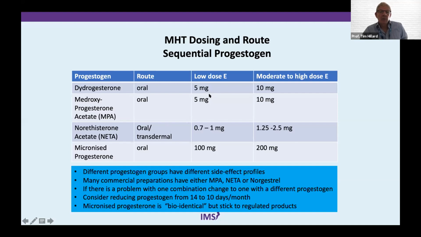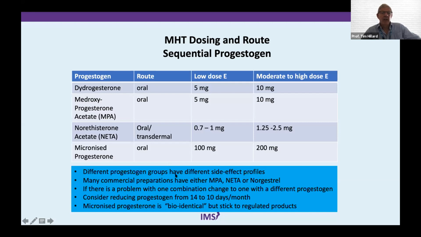These are the doses that we would normally recommend as the minimum dose if you're using a low dose estrogen, and the higher the dose of estrogen, then you really ought to increase the dose of the progesterone correspondingly to make sure you get full cycle control and reduce the risk of endometrial hyperplasia.